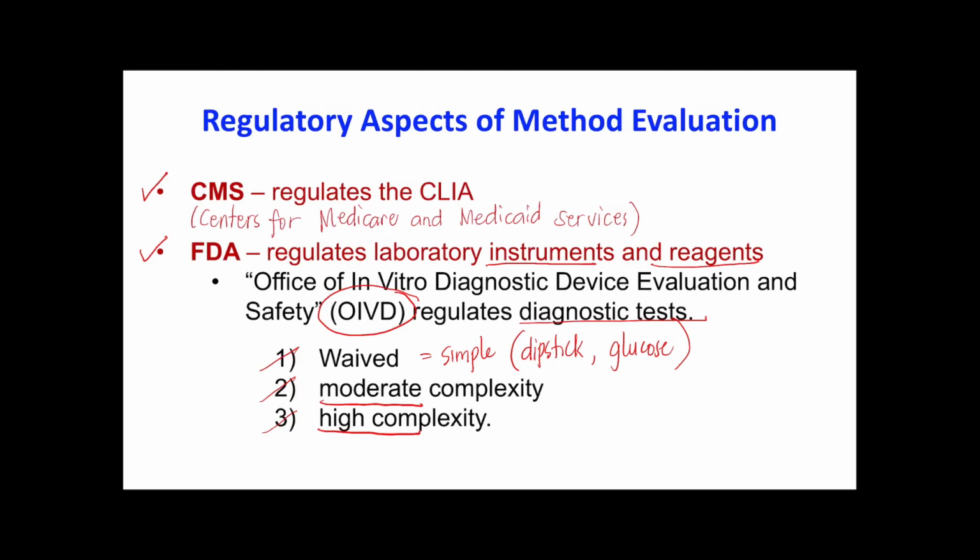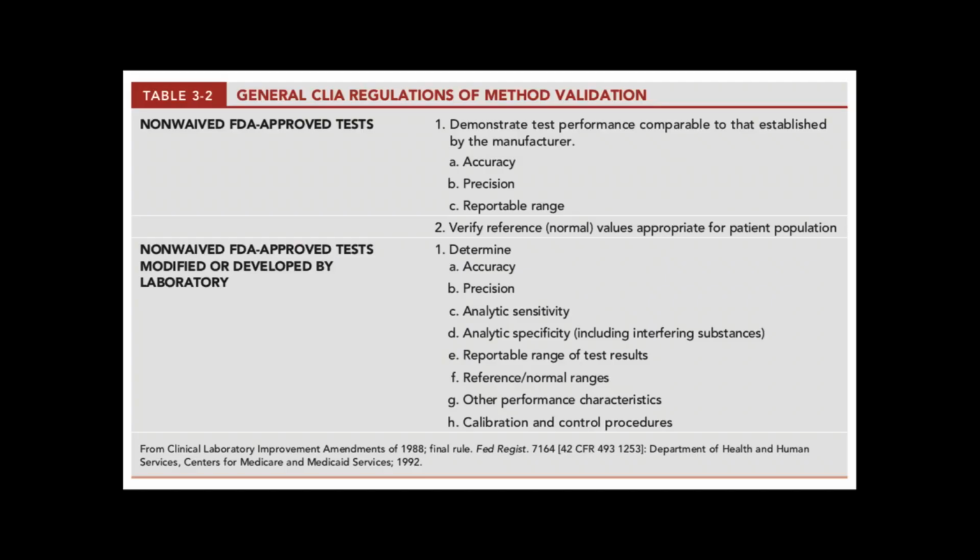So what does the CLIA require? The final rule of the CLIA requires that waived tests should simply follow the manufacturer's instructions. As long as you know how to perform it, you perform it accurately, and you follow the manufacturer's instruction, then it is considered as a waived test. But for moderate and high complexity tests, they should be validated whether they are FDA approved or not. These are the general CLIA regulations of method validation.